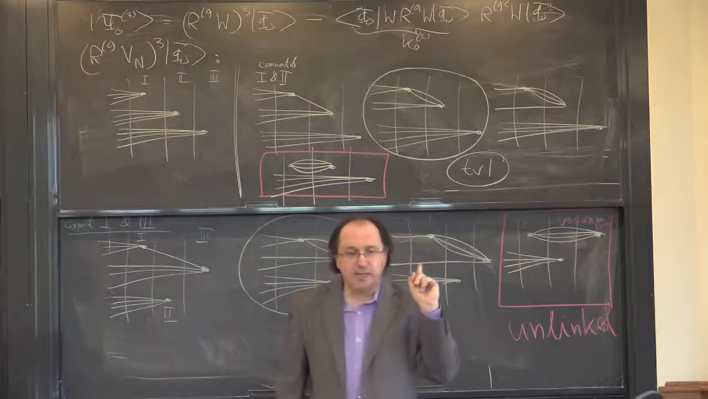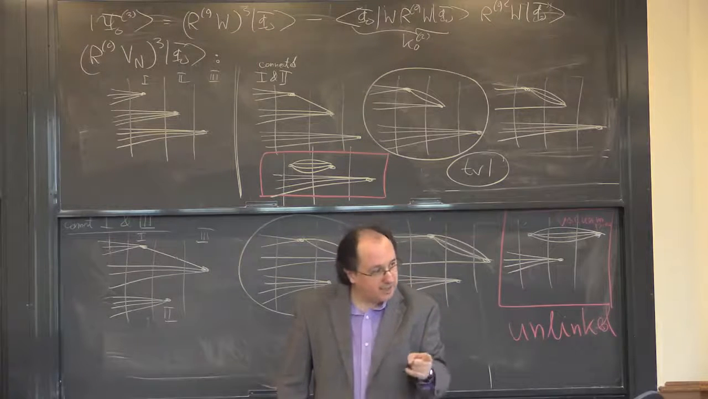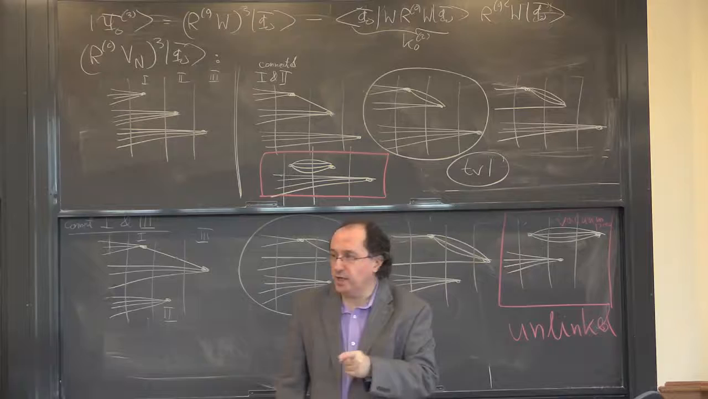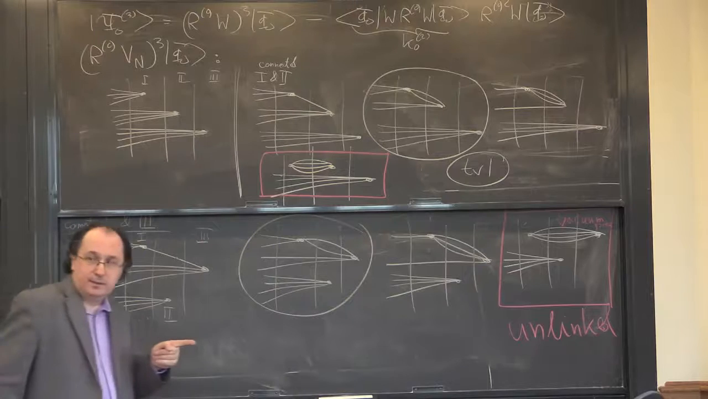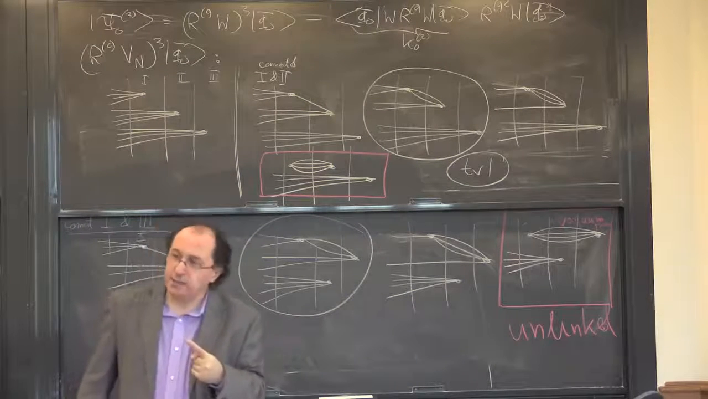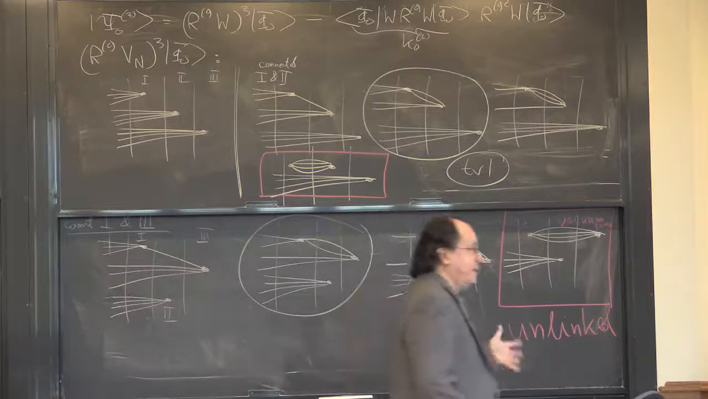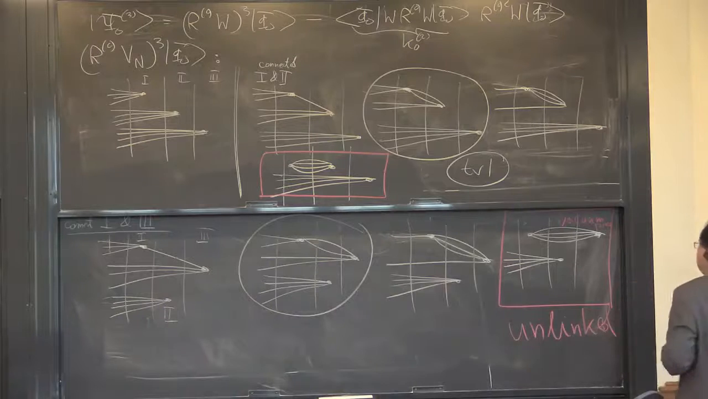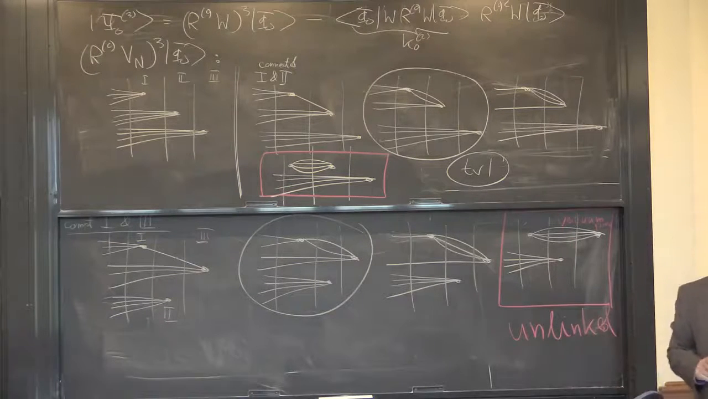By definition, an unlinked diagram is a disconnected diagram that contains at least one, can have more, at least one vacuum piece. Okay? On the same token, what is a linked diagram? You just have to negate it. A linked diagram is a connected or disconnected diagram that does not contain vacuum pieces. Okay?